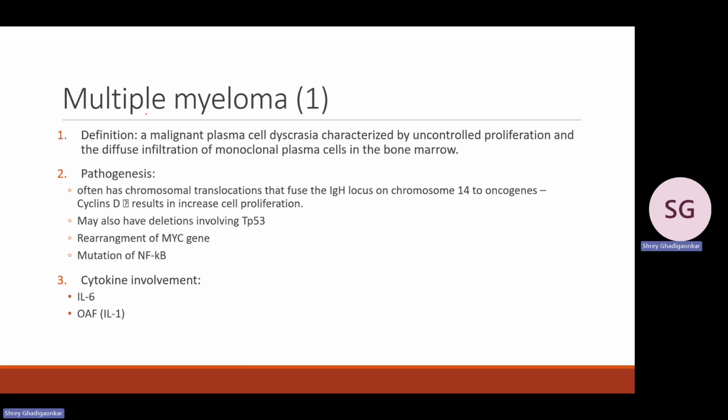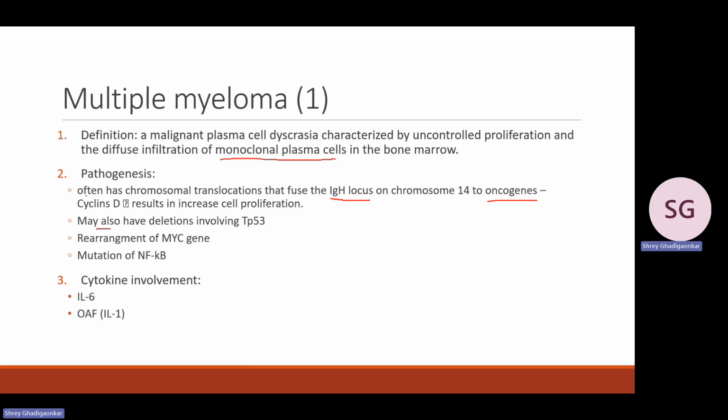So regarding multiple myeloma, multiple myeloma is defined as a malignant plasma cell dyscrasia characterized by uncontrolled proliferation and the diffuse infiltration of monoclonal plasma cells in the bone marrow. So you want to mention monoclonal over here. Regarding the pathogenesis, it may vary. For instance, the most common one is chromosomal translocations associated with the immunoglobulin heavy chain locus on chromosome 14. And this usually involves translocation to an oncogene, like cyclin D1, for instance. As a result of this, you'll have increased cell proliferation.